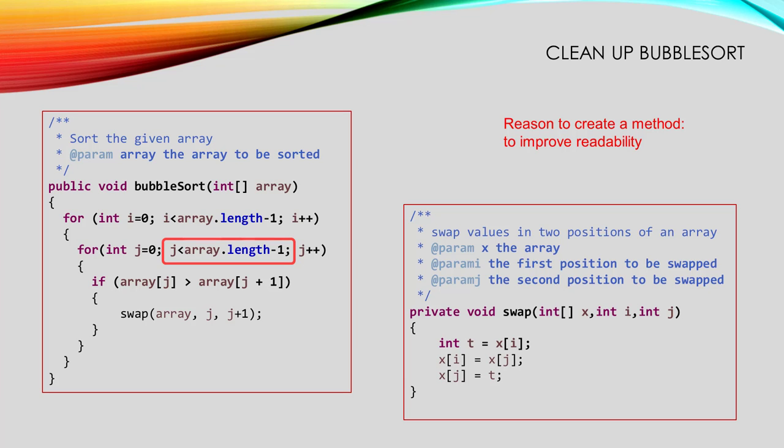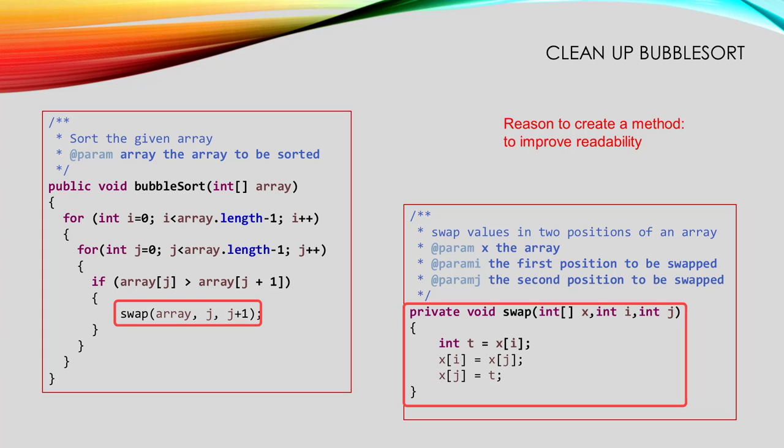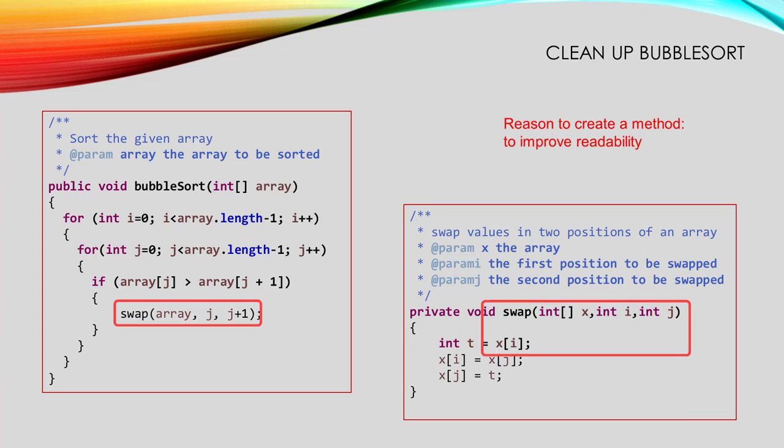Instead, let's clean up our code a bit. Our code isn't really easy to read. We can make it better by naming the code that swaps two elements of the array. We can pull that code out into a method that has three parameters, the array, and the two positions that we want to swap. That makes our code a bit more readable.